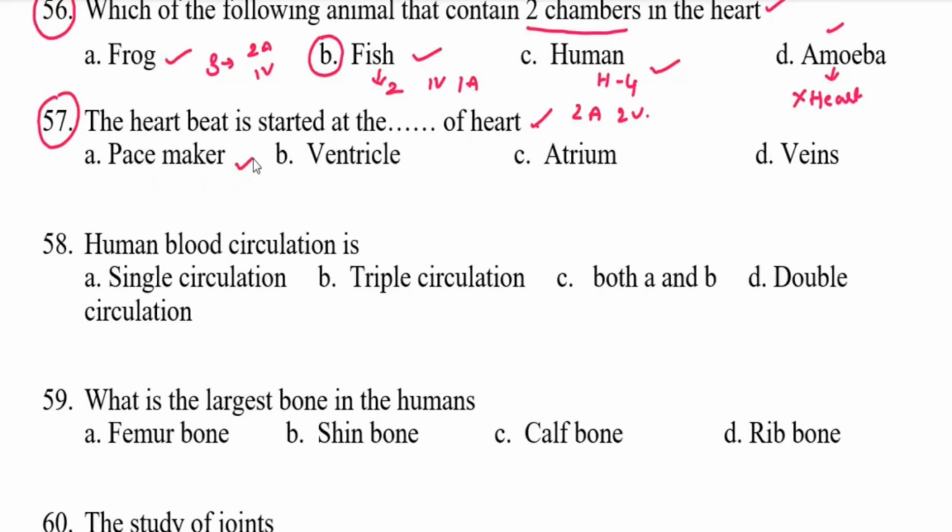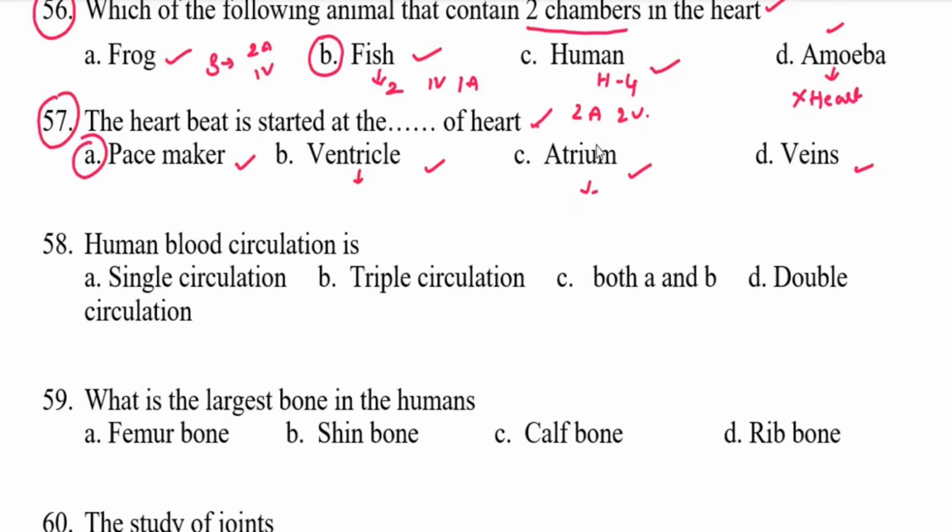Here are the options: pacemaker, ventricles, atrium and veins. Okay, the answer is pacemaker. This is the answer which is suitable for where the heartbeat is initiated. There is no ventricles and there is no atrium.